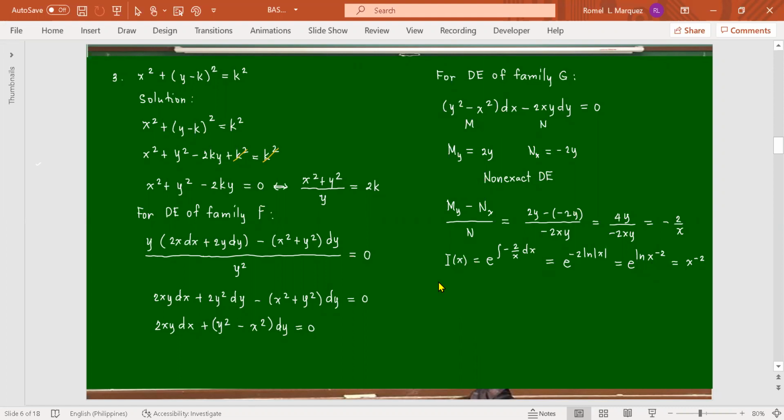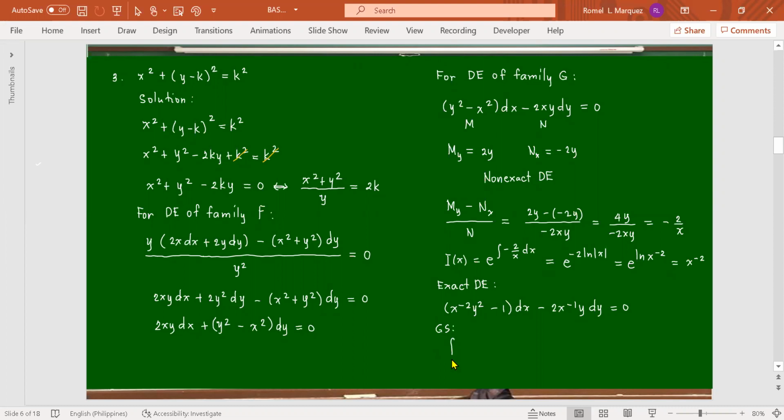So for exact DE, we multiply x to the negative 2 in this differential equation: (x to the negative 2, y squared, minus 1) dx, minus 2 x to the negative 1 y dy is equal to 0. So this is now an exact DE. Okay? If you want, you can verify that.